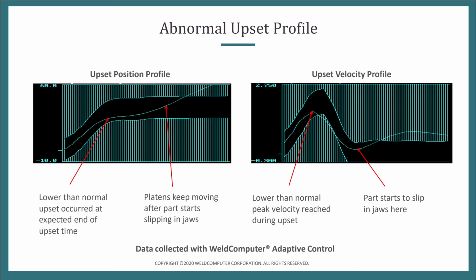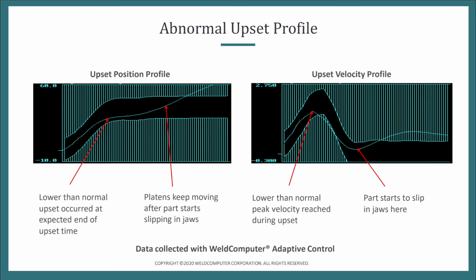Now, later in the afternoon, same job with this company welding, we see this start to happen. At the 25 milliseconds where you would expect your upset to have been completed, you actually have a lower than normal upset. The velocity never got up to full velocity, and you can see the velocity drooped just about to zero, but then picked up and started rising again. This is the signature of your part slipping in the jaws of the machine.